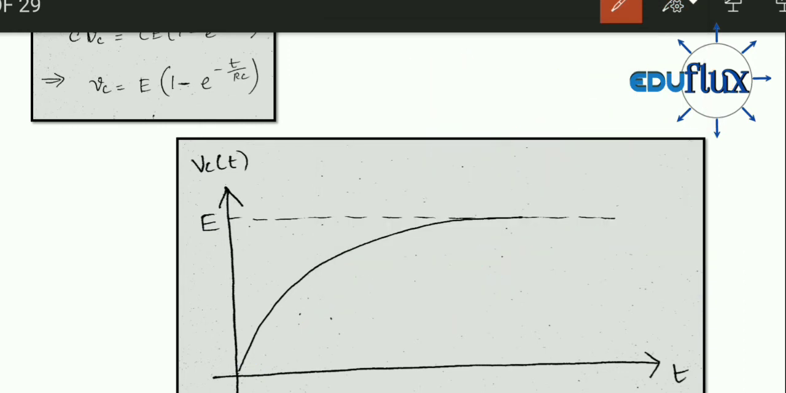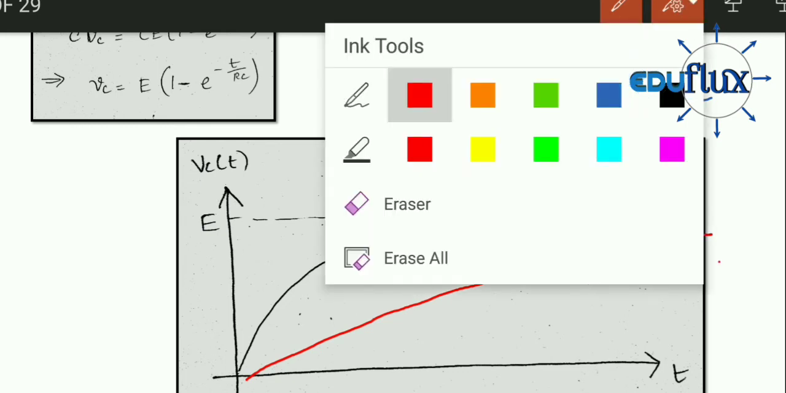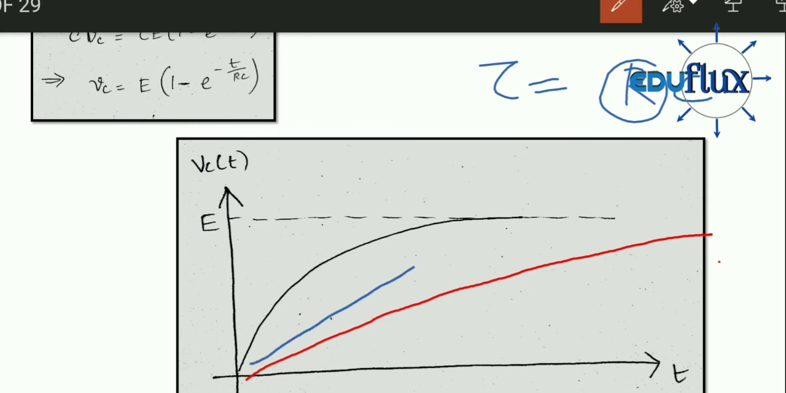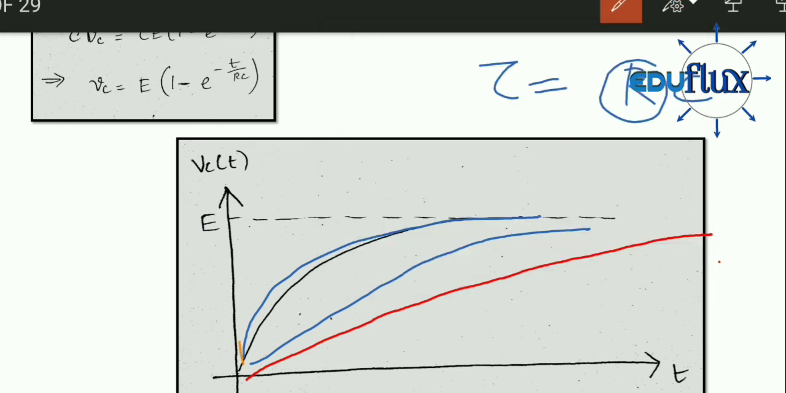Just see, we have a circuit with time constant Rc. We are reducing this R. At first R is very high, so the initial current will be very low, and it will slowly increase the charge. Then let's say through the black line, R is very less, so the initial current is very high.